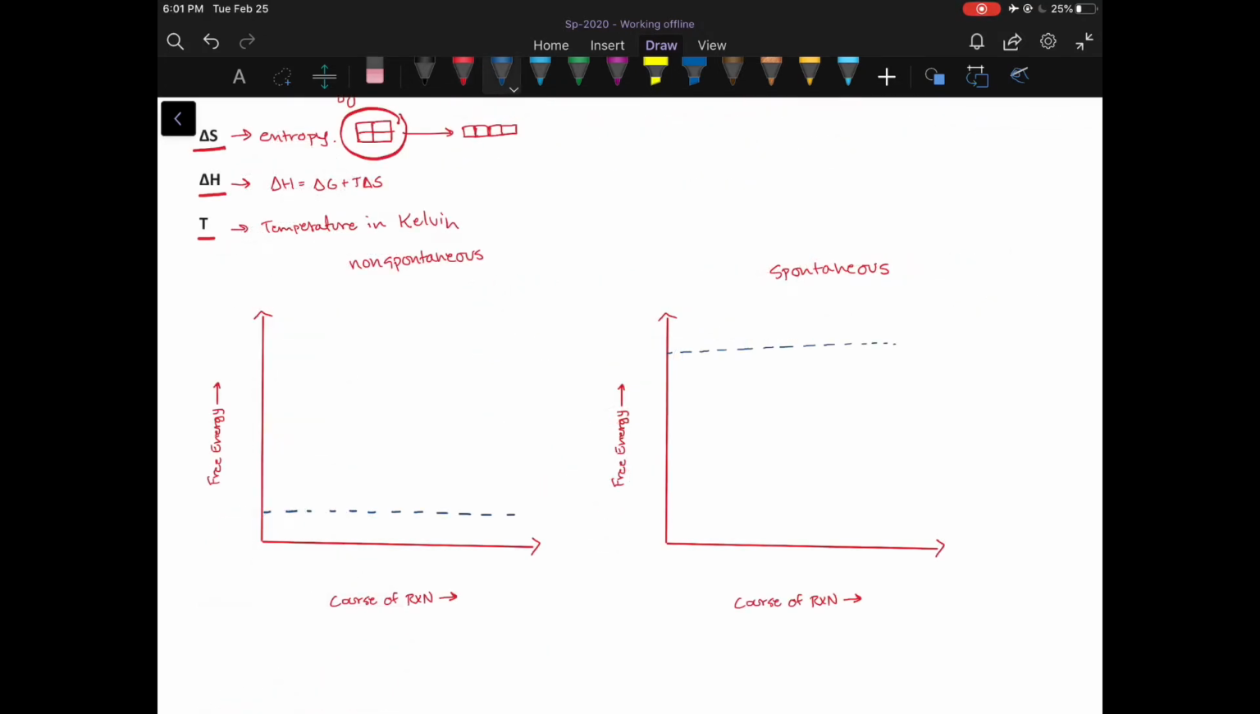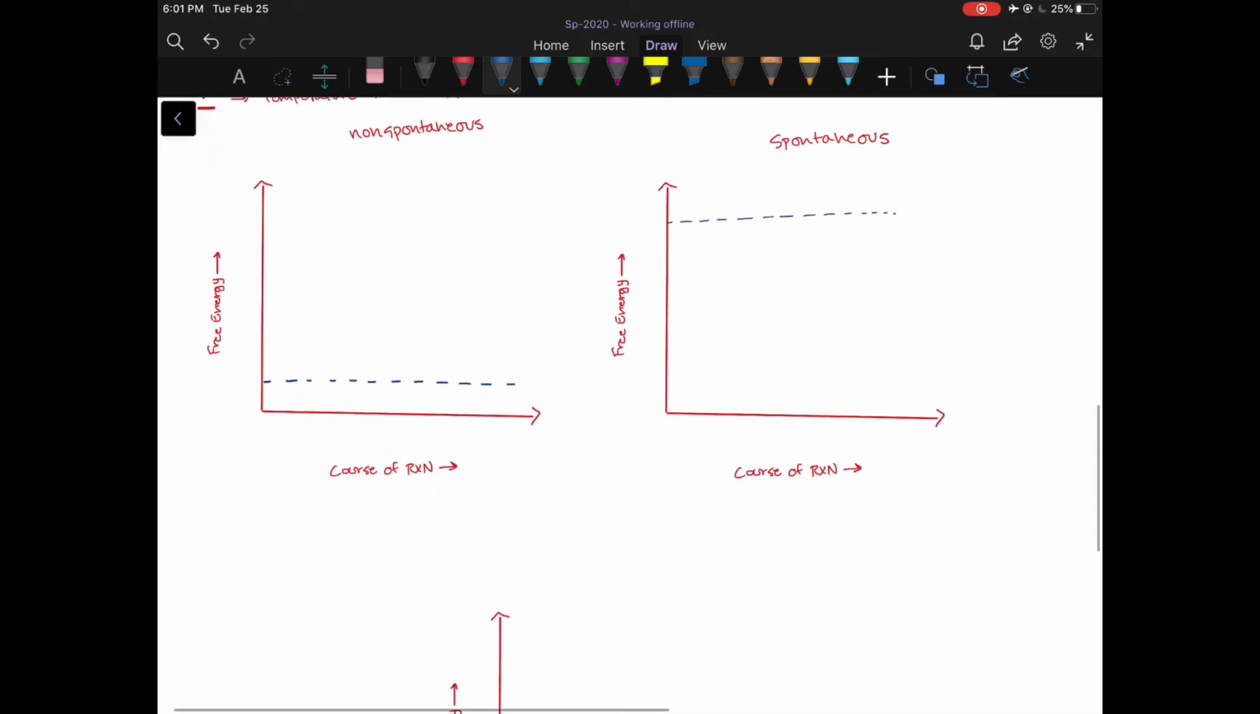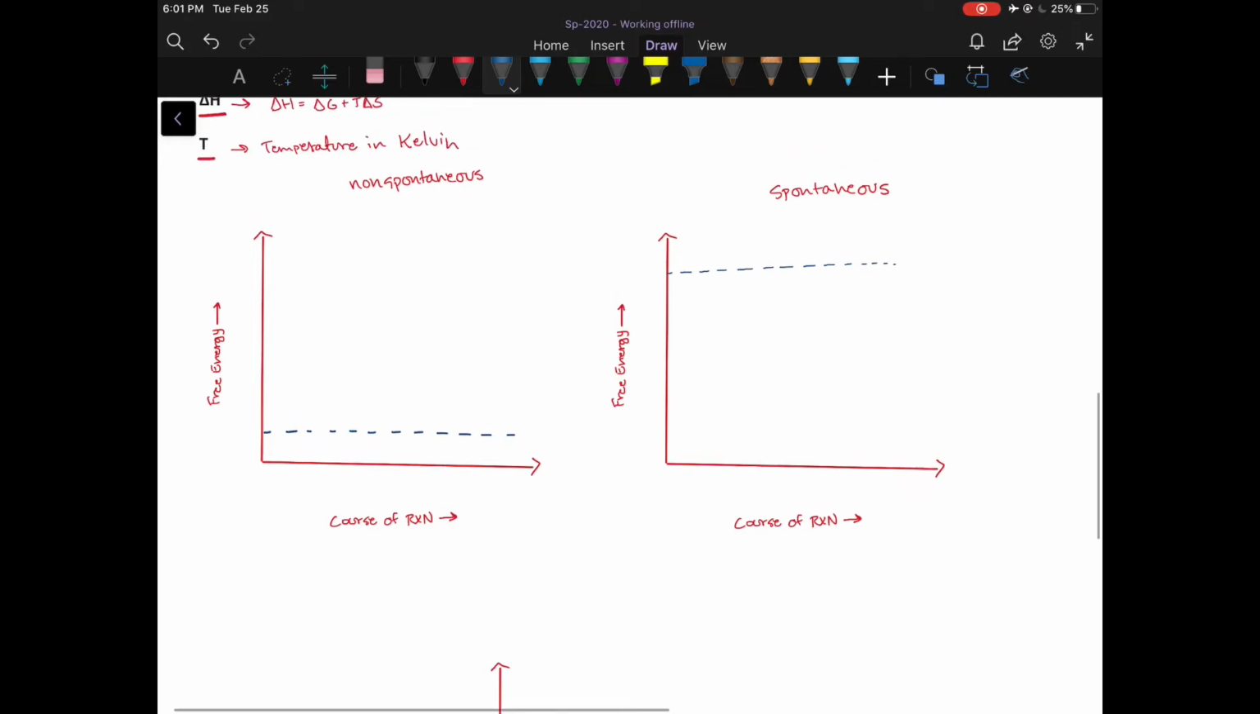So we'll look at the free energy diagrams for both non-spontaneous and spontaneous reactions. So starting off with non-spontaneous, we said that the delta G value for a non-spontaneous reaction is positive.